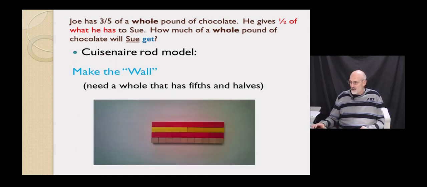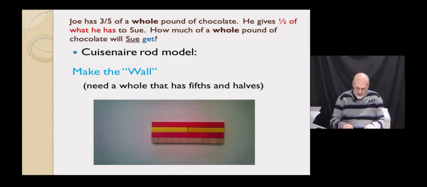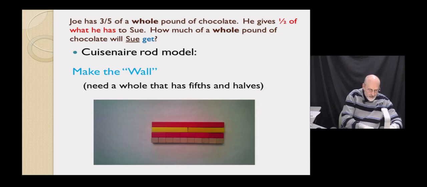So we'll start with the Cuisenaire rod model. I know the picture is up there. But we need a whole that has both fifths and halves in it. I'll explain later why that's really important. But here's the wall that we would make. Let me get it moved over to the document camera.